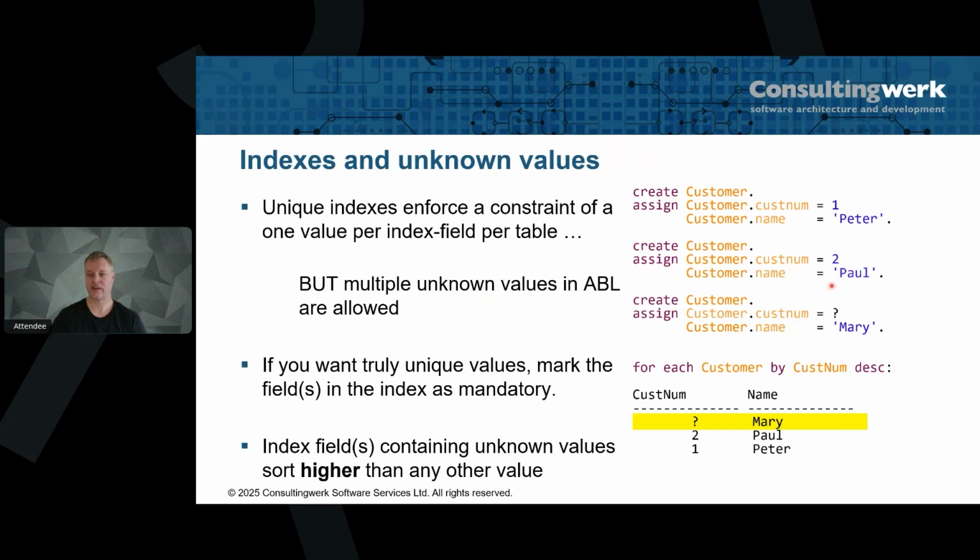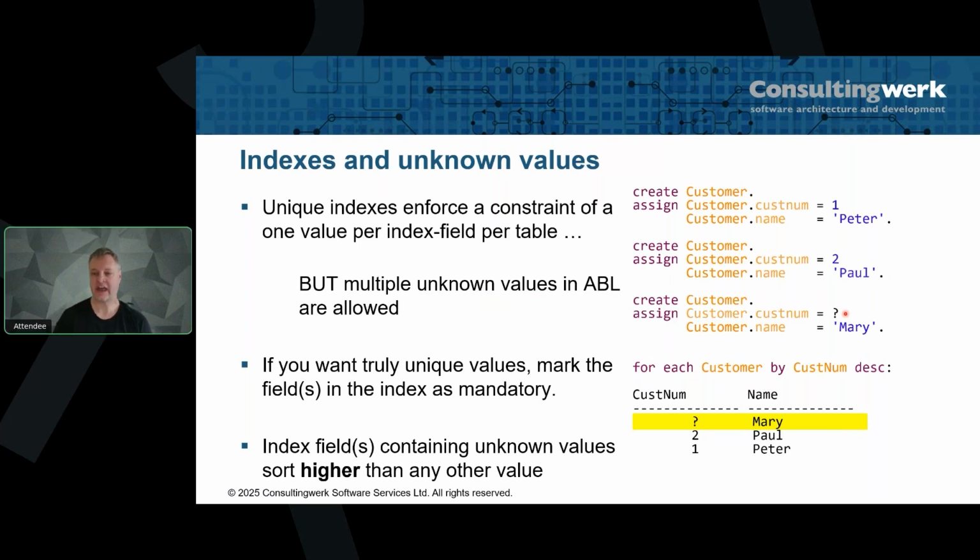If we try to add a third record with a custom of 2 again, the database or the language would throw an error and say, hey, this record already exists with this unique index. However, we can add any number of unknown value records on a unique index.